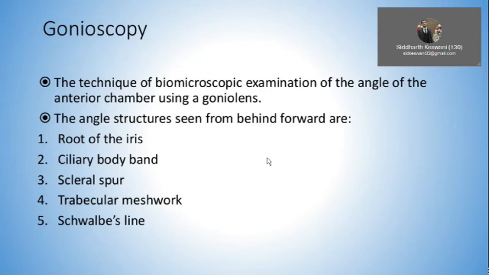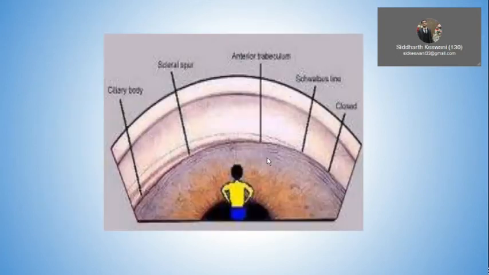So this is again, you can see like this. You can see the ciliary body, scleral spur, trabeculum, Schwalbe's line, right? So these are the structures which you can identify, like when the angles are closed or whether the angles are open. This is usually seen with the help of the gonio lenses.